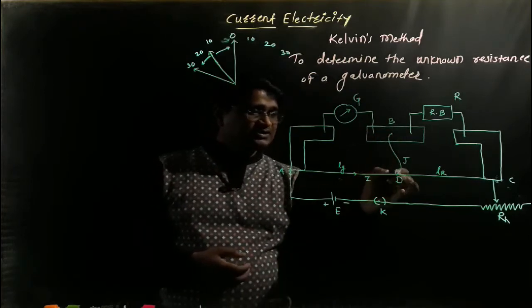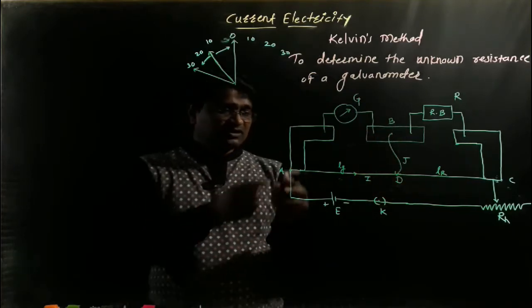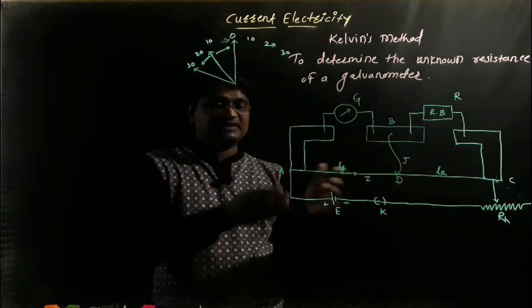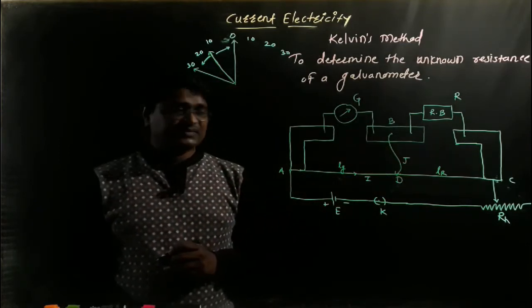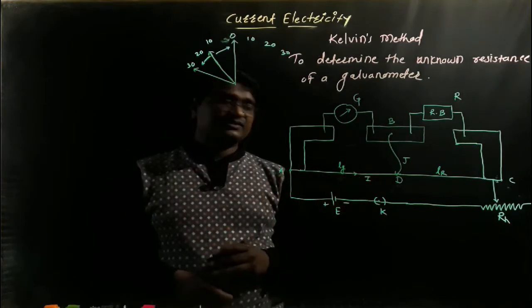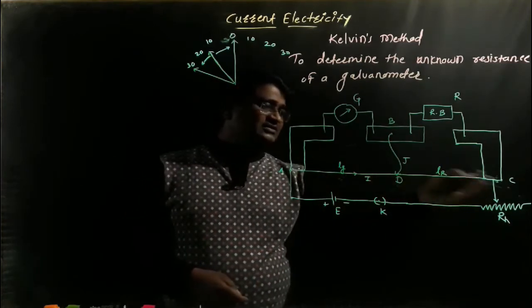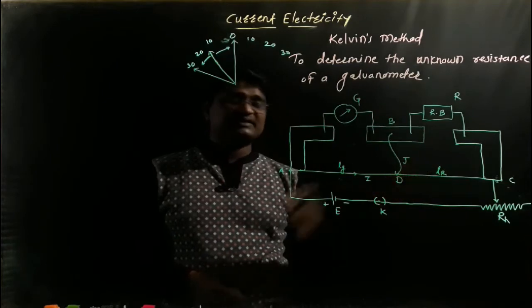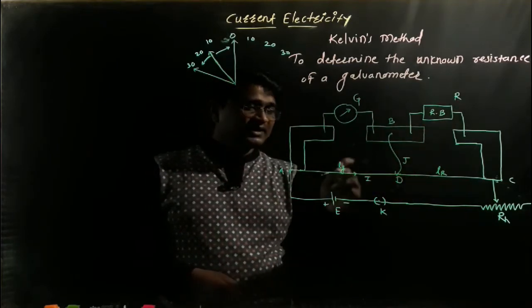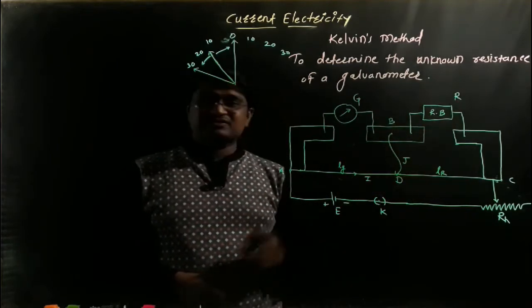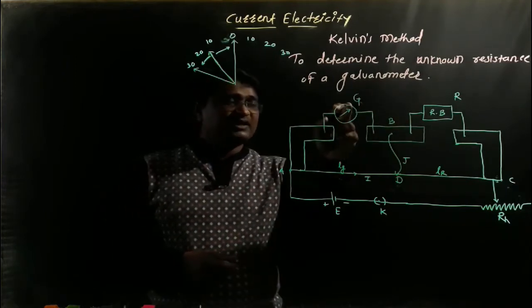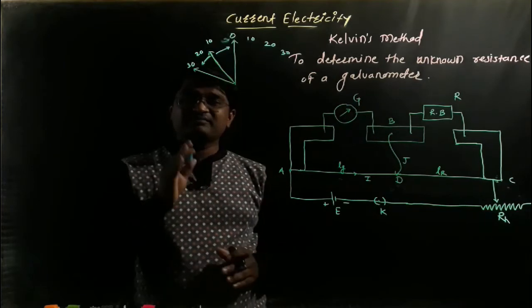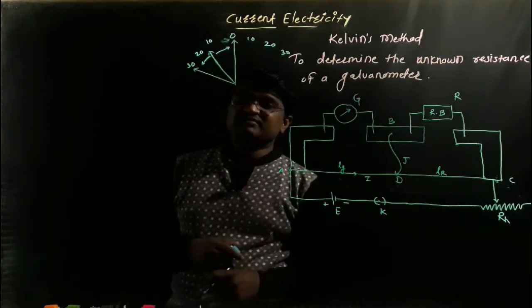Now when the jockey touches the point D, the wire is exactly on the meter scale. So by using the meter scale, we can easily measure the distance AD. What does distance AD mean? LG. And the remaining distance, DC, is also measured with the same meter scale, that is LR. So R, LG and LR, these 3 we measure easily.